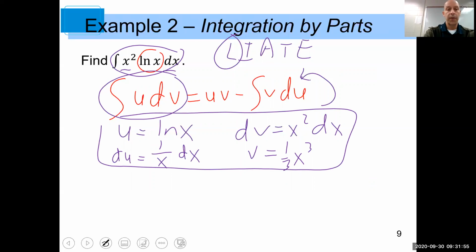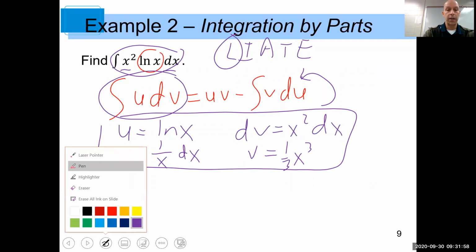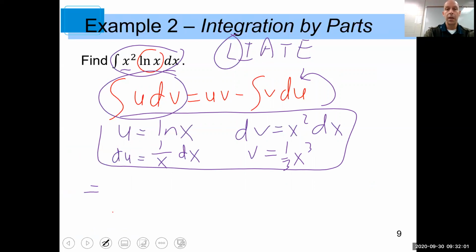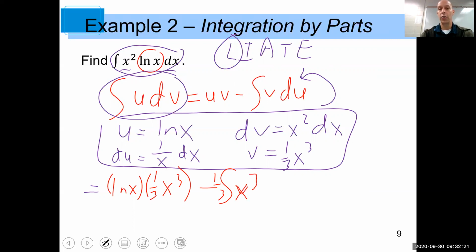So this is going to be equal to u, which is the ln of x, times v, which is 1/3 x to the third, minus the integral of v. Well, v again is, and I'm going to write this a little bit differently, 1/3 x cubed, and then I have to do my du, and du was this. So then I multiply this by 1/x dx. So now I have converted it, and by the way, now you see why I type most of these, my handwriting is not very good.